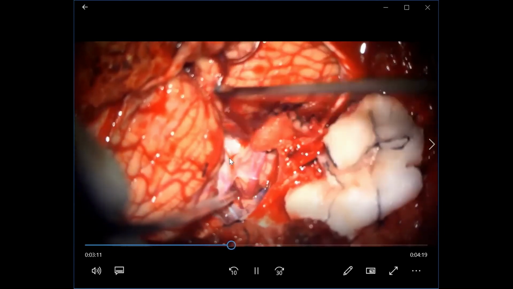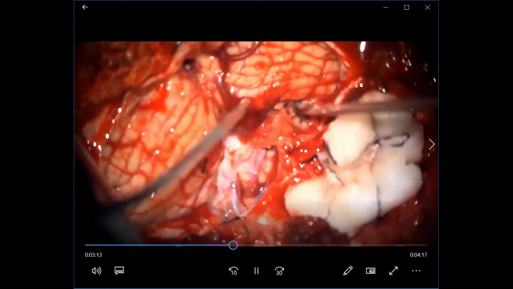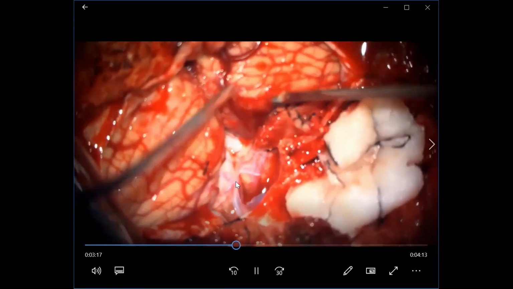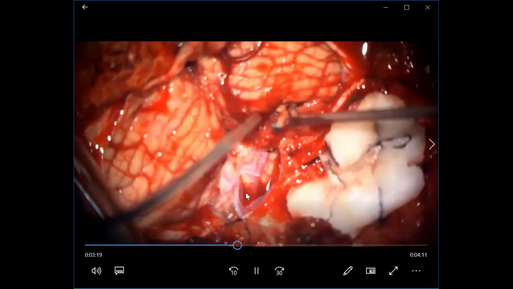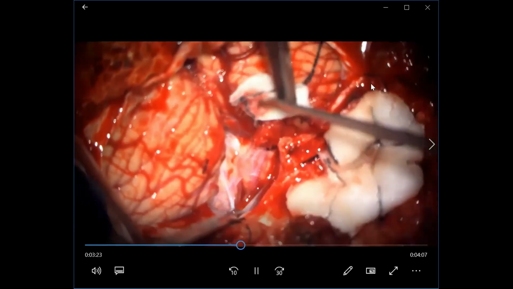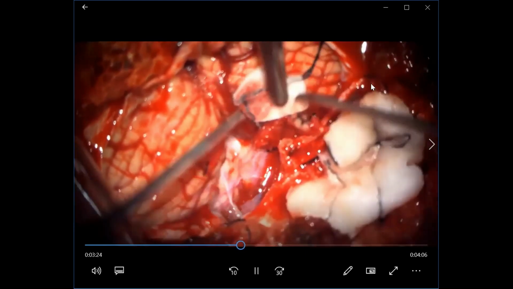And the anatomy in this way is a normal anatomy, and we can see the uvula and inferior medullary velum and others.